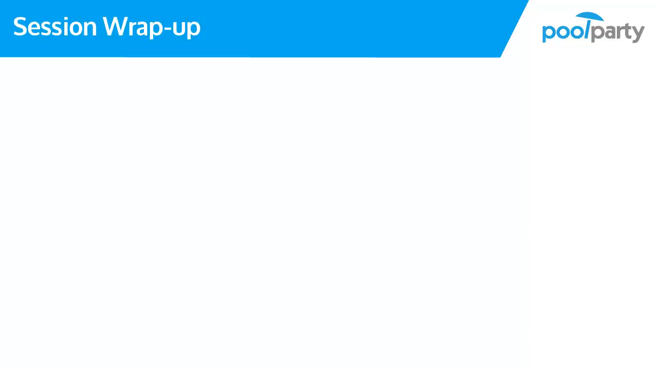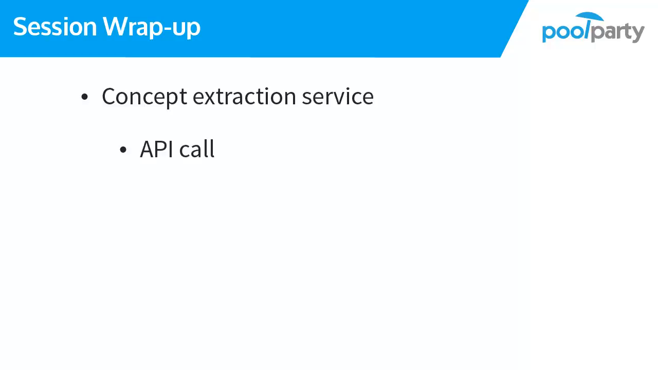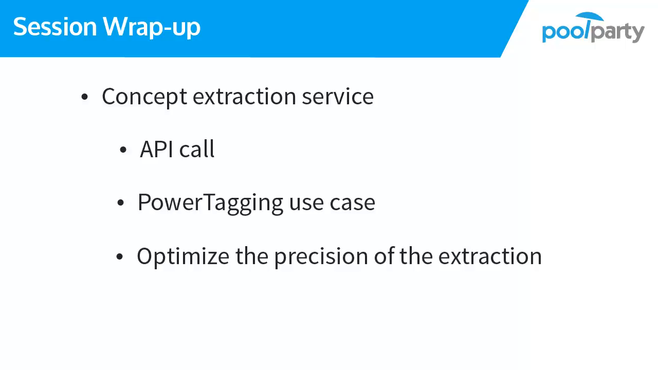In this session, we talked about the concept extraction service, which is useful when we want to do text mining with PoolParty. We talked about the API call and we showed the PowerTagging use case. We also mentioned useful API parameters and some of the configuration files which can be used to further optimize the precision of the extraction. We also mentioned the Index Builder service and when to refresh the extraction model.